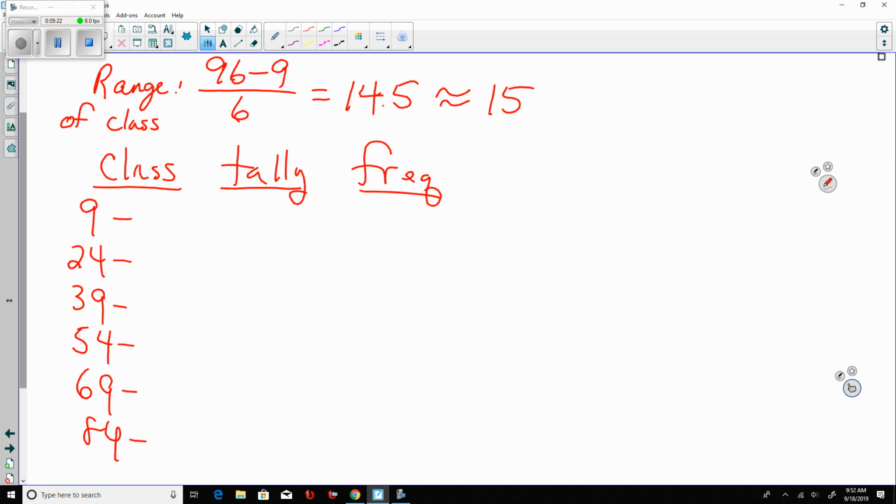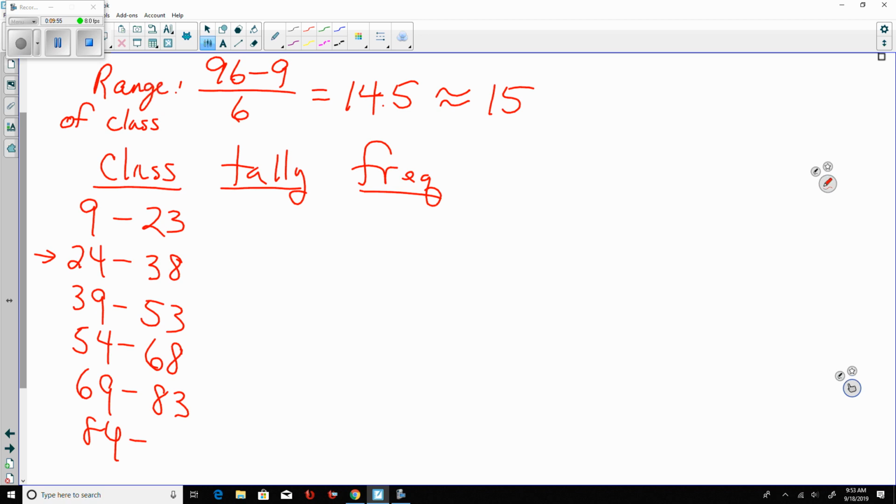In order to have the right class width, you have to do all your lower class limits first, and then backfill. What does that mean? Well, then you just have to do one less than all your lower class limits to get your upper class limits. So since this is 24, this would be 23. Next one would be 38, 53, 68, and then 83.